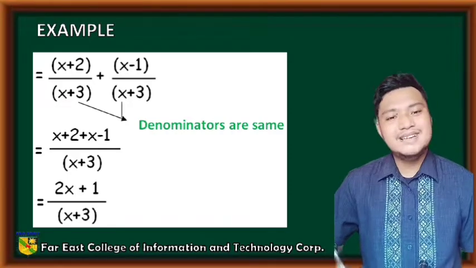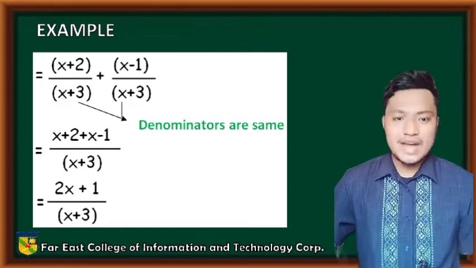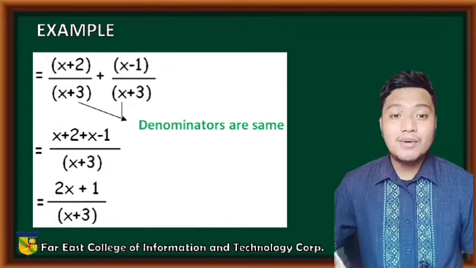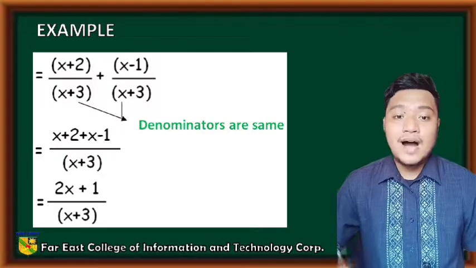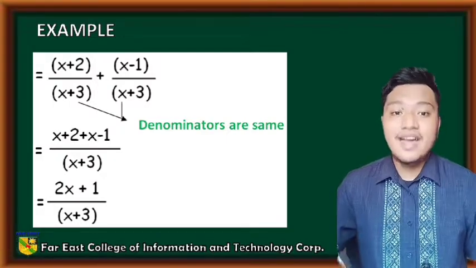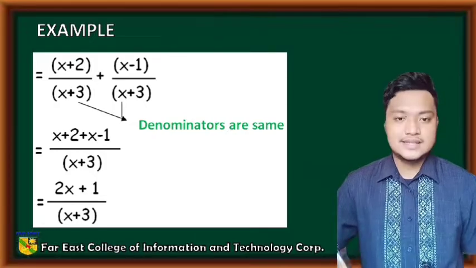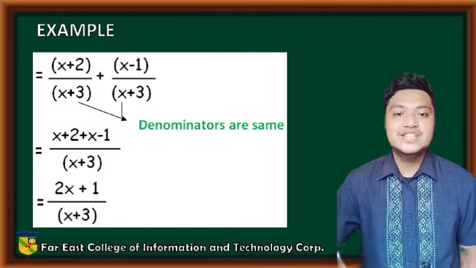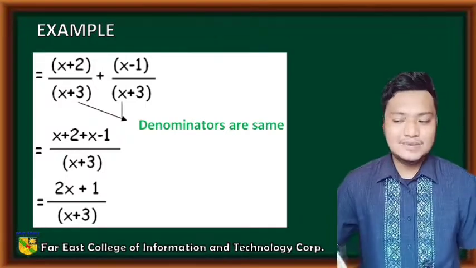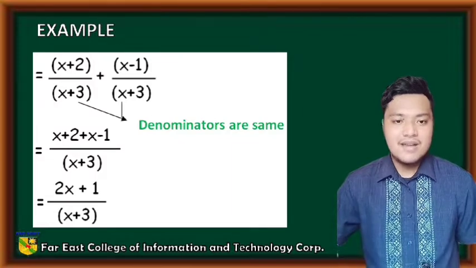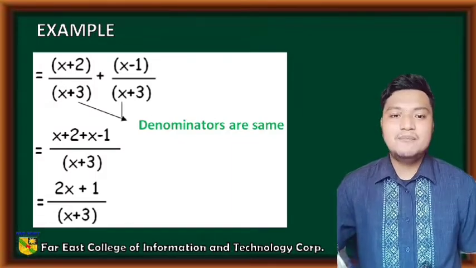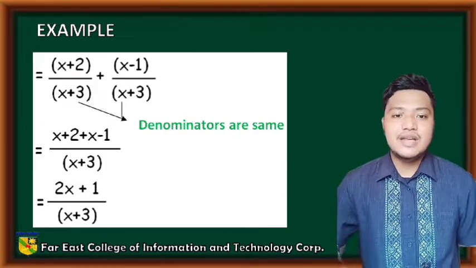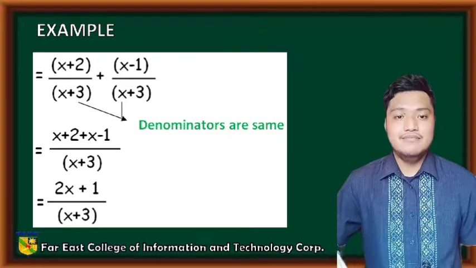So, x plus x is 2x. Why did it become 2x? Because x has an invisible 1. So, 1x plus 1x is equal to 2x. Then, 2 minus 1 is 1. So, the answer is 2x plus 1 over x plus 3. So, this is the first rule of adding or subtracting rational expressions with like denominators.